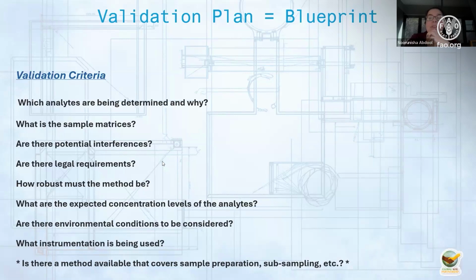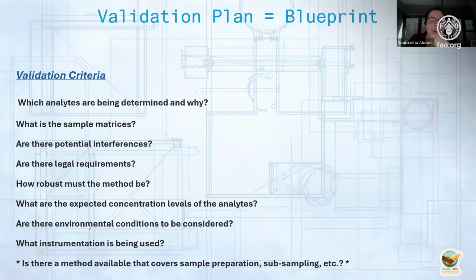How robust must the method be? Must I be able to do it when it's 40 degrees outside and my air conditioners are struggling a little bit indoors to keep my lab at 21? And must I still be able to do it when it's minus 10 outside and my air conditioners are struggling to keep my lab warm at 21? So you need to understand your environment a little bit as well. Expected concentration levels. So, you know you can determine carbon at 5%, but can you determine carbon at 0.01%? Is it even feasible in your laboratory with the instrumentation that you have?